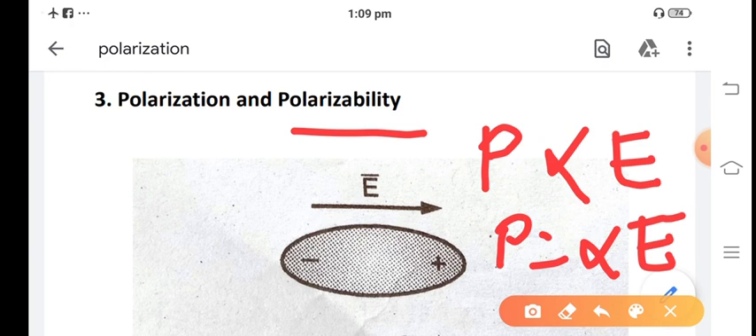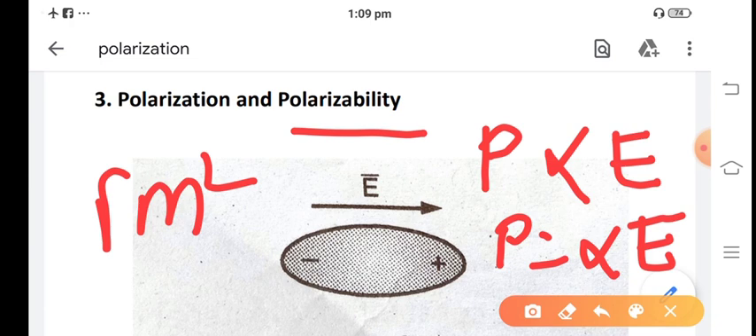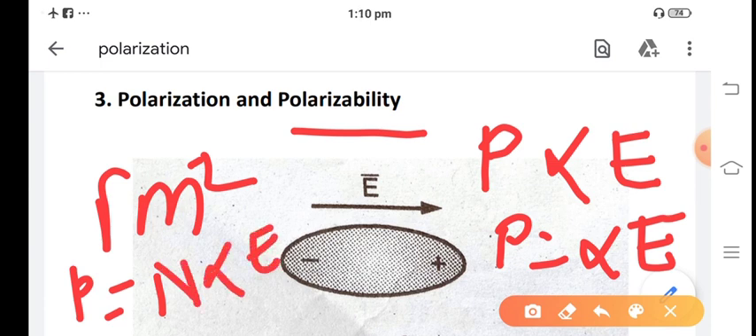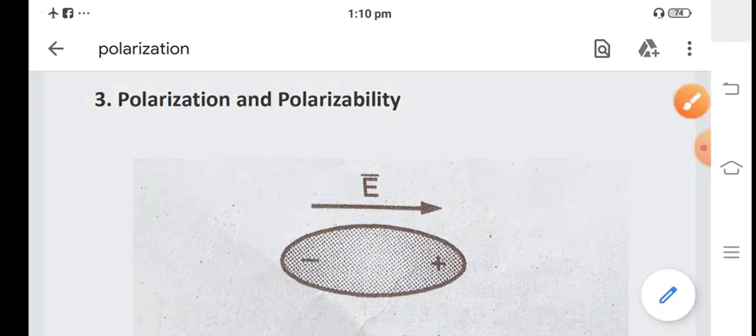So this alpha is the proportionality constant, which is known as polarizability, and its unit is farad meter square. If the dielectric material contains n dipoles per unit volume, then P is equal to n alpha E. This is the polarization of the dielectric material, which contains n number of dipoles per unit volume.